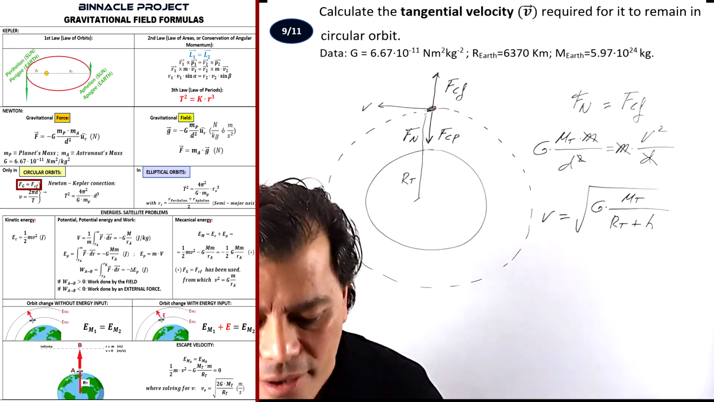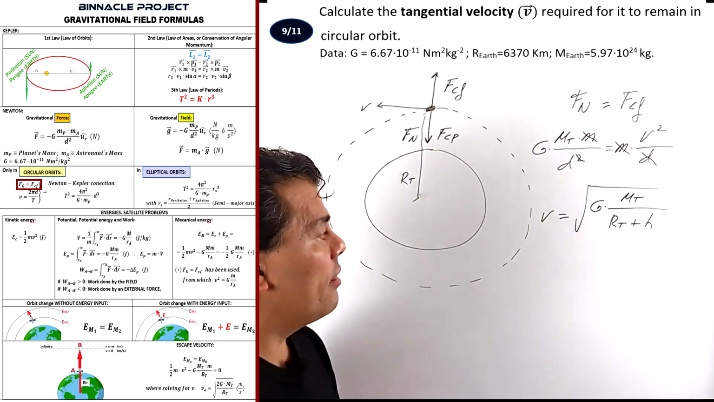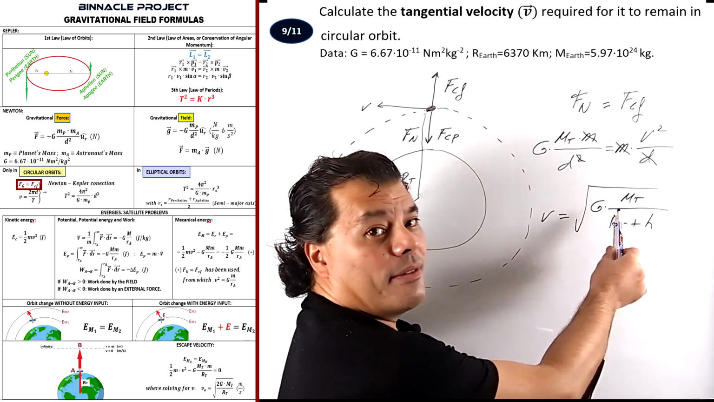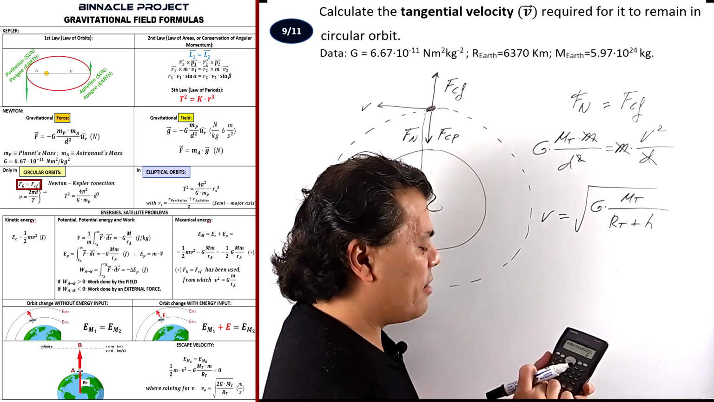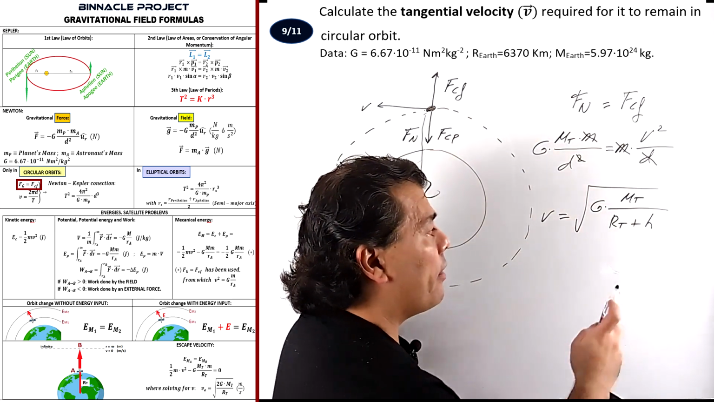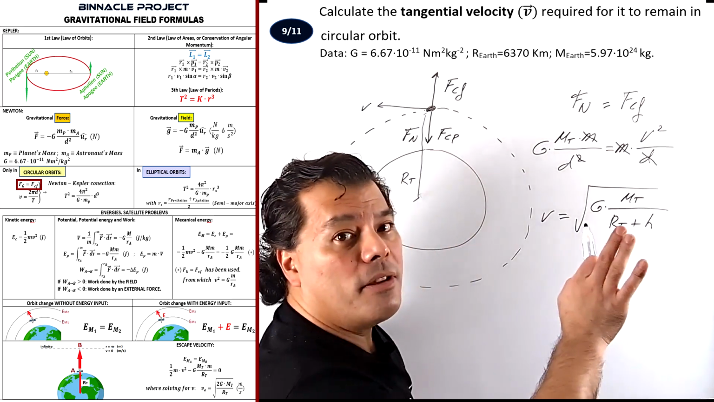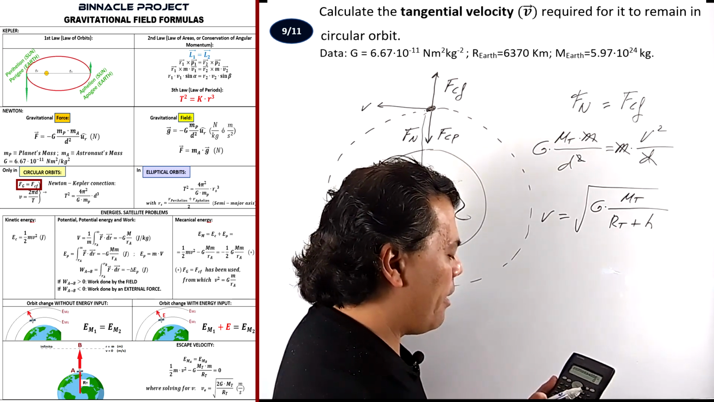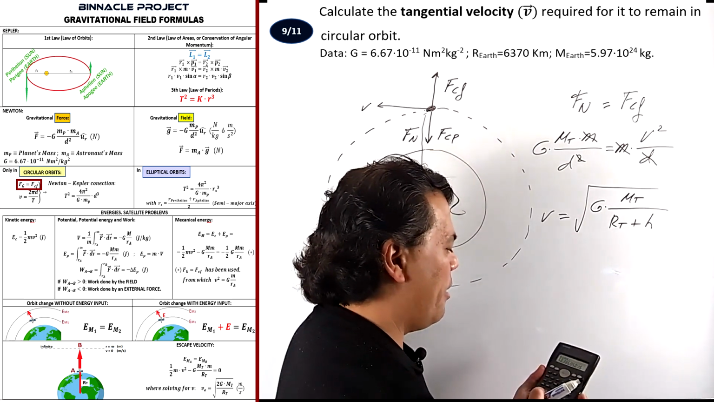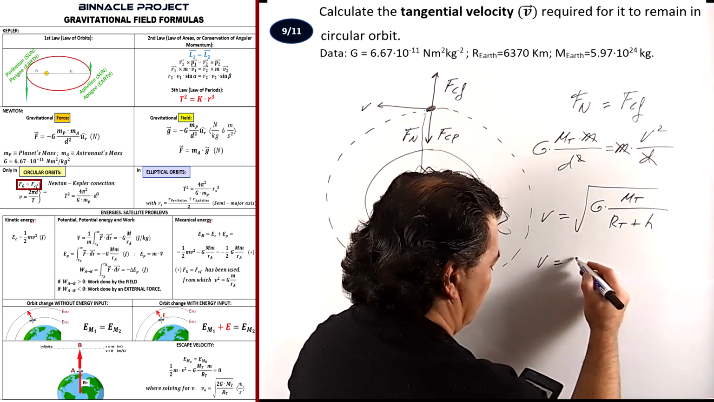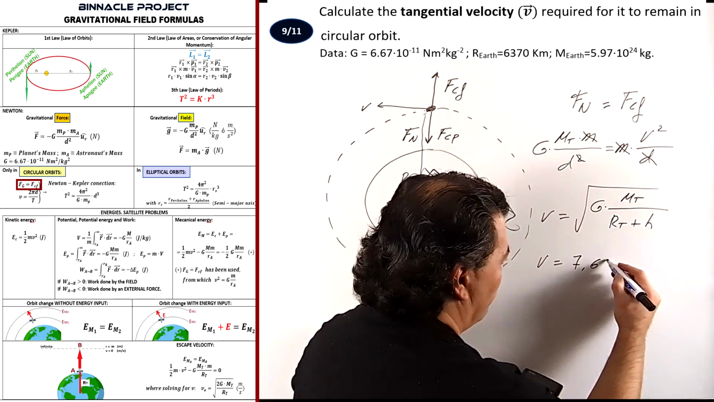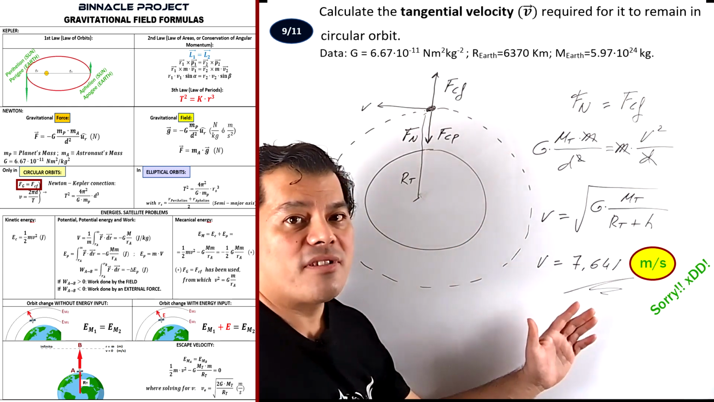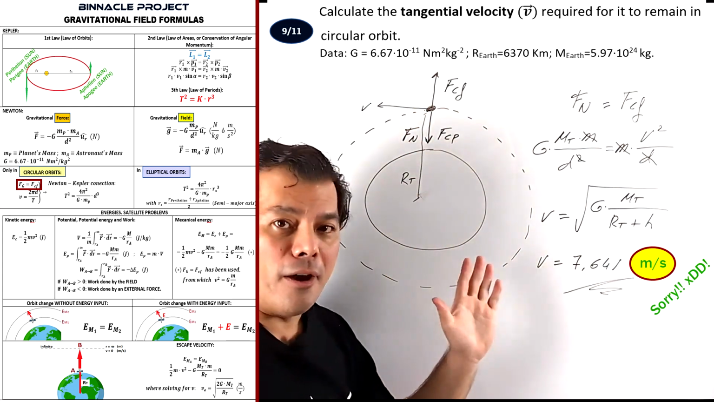And now let's use our calculator to do 6.67 times 10 to the negative 11, multiplying the mass of the Earth, 5.97 times 10 to the 24, divided by the radius and the altitude, but in meters, okay? So we are placing these values, but in meters, and a square root. We are obtaining 7,641 kilometers per second. This way, our satellite will not fall to the Earth.